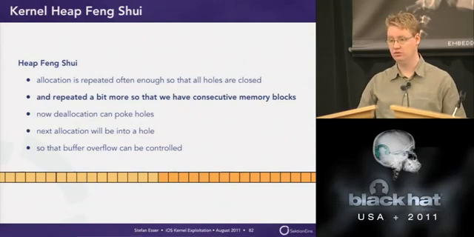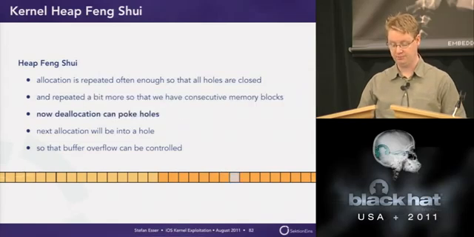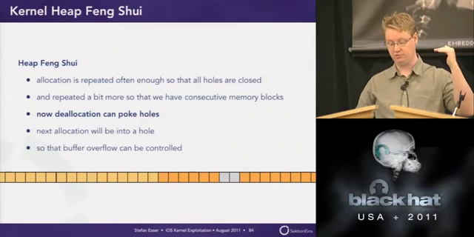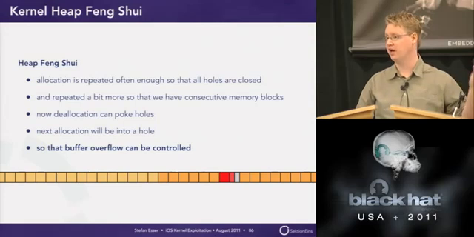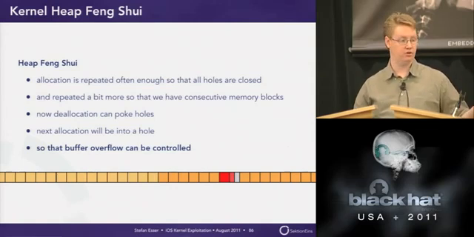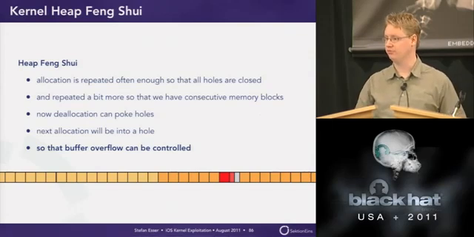And now you can poke a hole by closing one of the sockets, and then you do it again, so that you have a second empty block. When you allocate something now, the last free block was the top of the free list. So the last free block was this one, and when it's allocated, it gives you this. And if this overflows now, you overflow the free block, and you can replace the next element in the free list. So this is the normal way you do heap feng shui in the kernel.